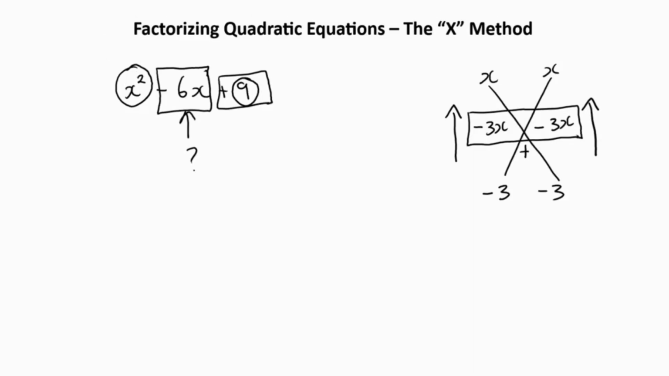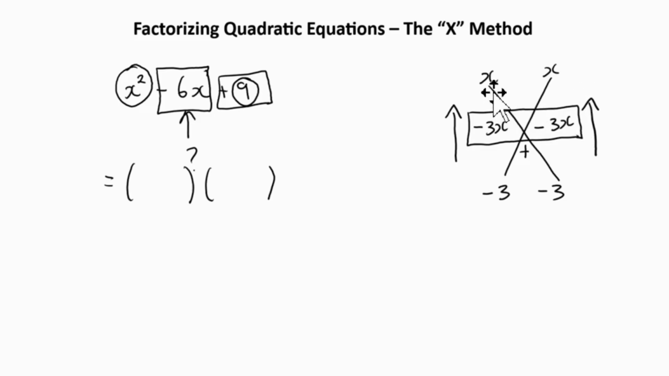Yes, it does. So usually when you're factorizing quadratic equations, you end up with two pairs of brackets, and what you're trying to do is to find the values that go into each of these pairs of brackets. Okay, so to do that we are going to look at each of the crisscross lines of the X that we drew on the right hand side.